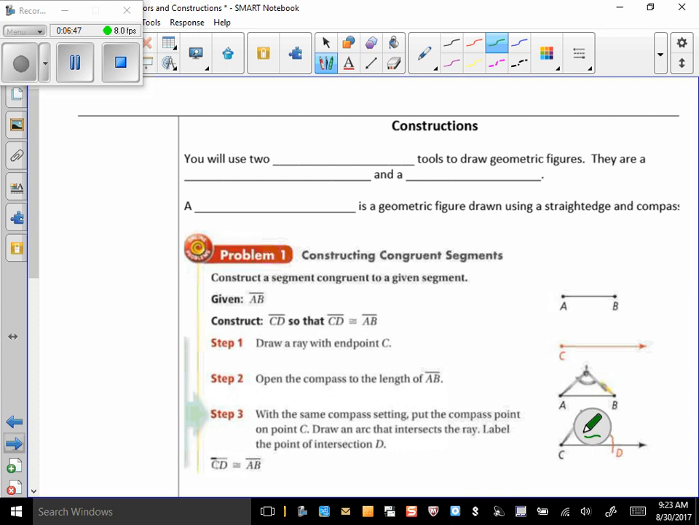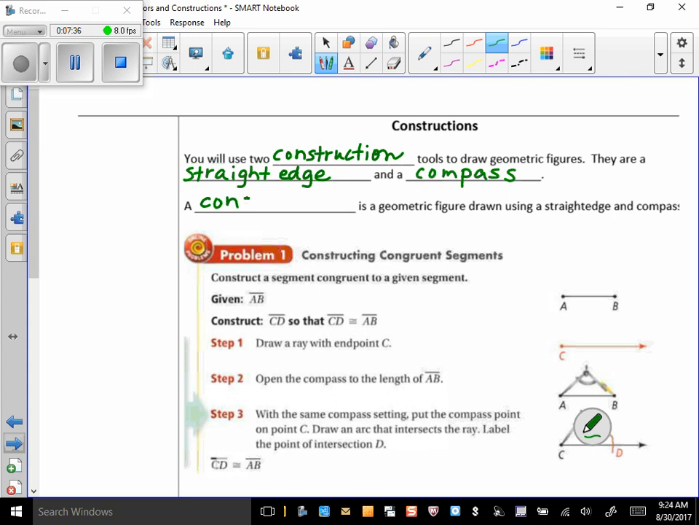What we're going to go into now is constructions. Okay, and you will use two construction tools. What your construction tools are is a straight edge, and that could be a ruler, but you don't use the measurements on the ruler, you just use it to have the straight edge so that you can draw nice straight rays and lines and such. And you use a compass. Both of these things are on your supply list, so if you haven't purchased them already, you need to do so rather quickly.